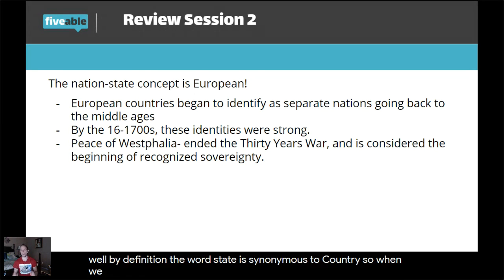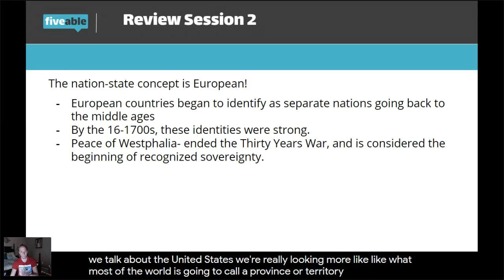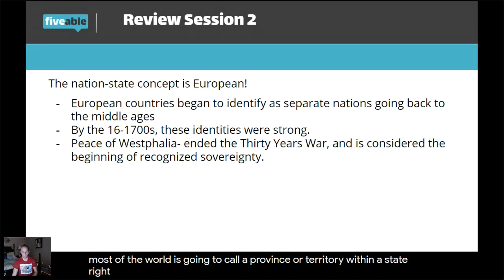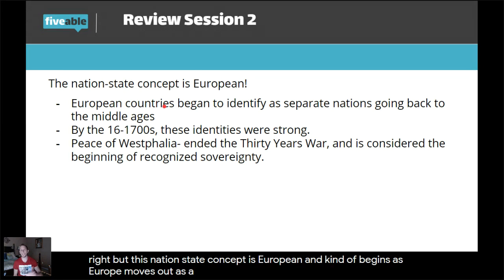So when we talk about the United States, we're really looking more at what most of the world is going to call a province or a territory within a state, right? But this nation-state concept is European, and it begins as Europe moves out, as a transition out of the era of feudalism in the High Middle Ages.